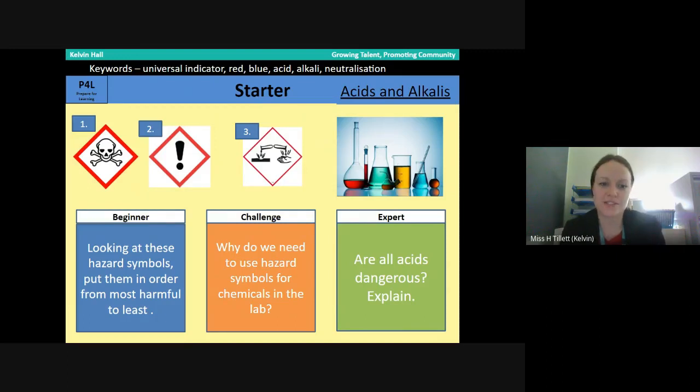And on my slides, you'll see that I've got some starter questions for you. So 3 questions. Start yourself on beginner, and work your way up to challenge and expert. The first question, the beginner question, is asking you to look at those symbols you can see, labelled 1, 2, and 3, and work out which symbol you think would mean the most harmful, which would be next harmful, and then the third most harmful. So put them in order from harmful to least harmful. And then the challenge and expert questions you can read for yourself.